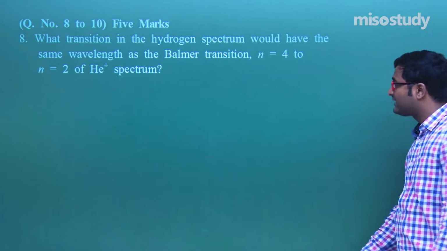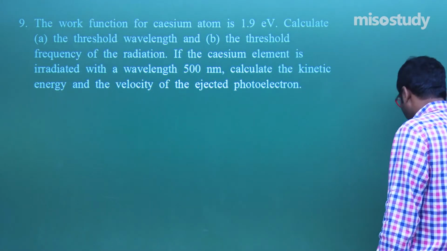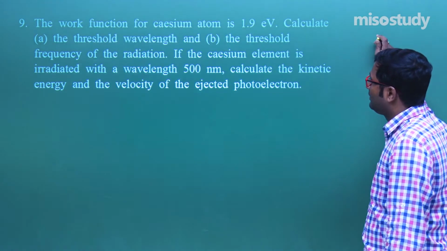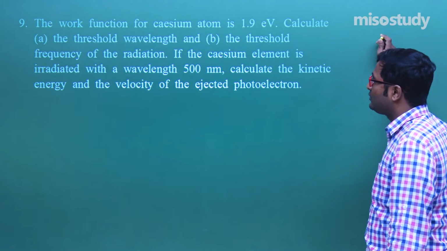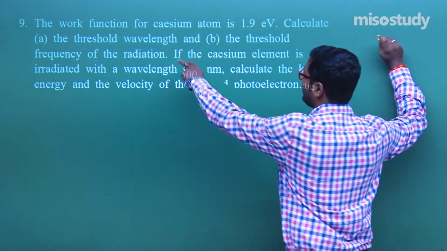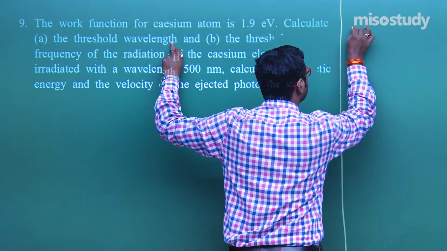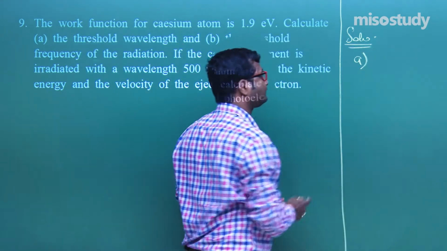Okay. Now let's move to the next question, question number 9. Now read the question. The work function of caesium is 1.9 electron volt. Calculate the threshold wavelength. First part, I have to solve the first part, first of all, one by one. Solution, that is the A part.